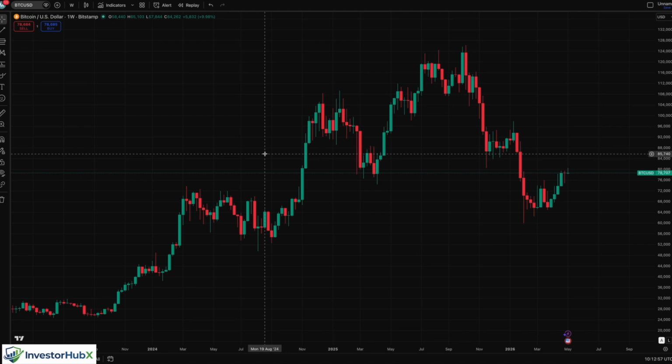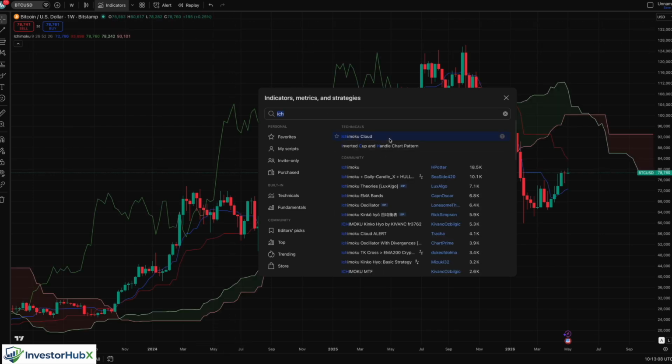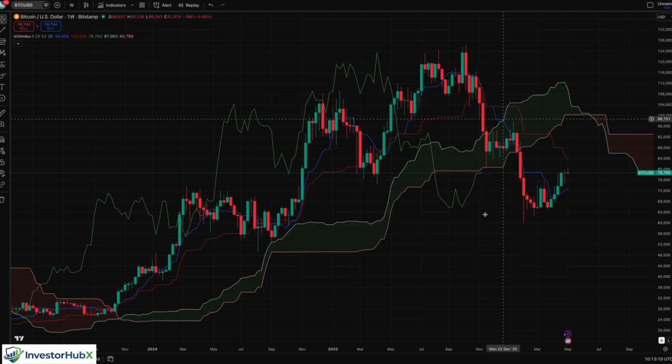To set up the Ichimoku cloud, go to Indicators and type I, C, H, then select Ichimoku Cloud. Once you apply it, your chart will look messy. Don't worry, this is where most beginners get confused. We are not using everything. We only care about the cloud.